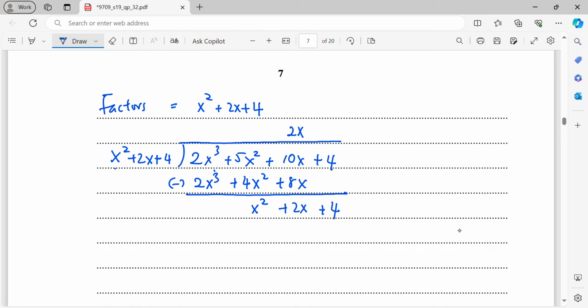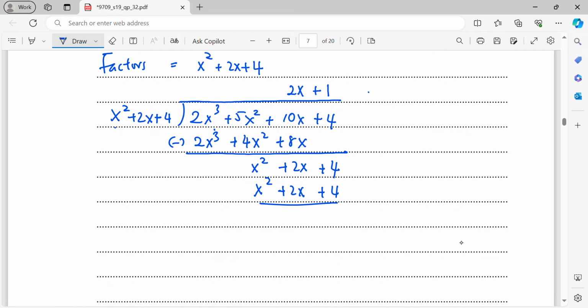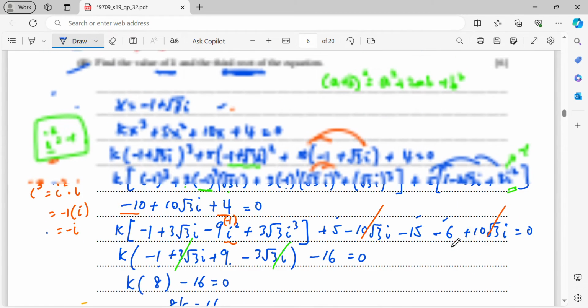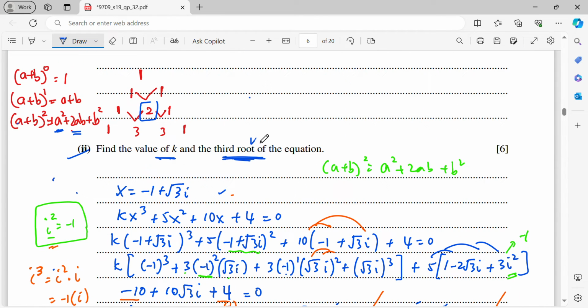Now same degree for both x. Therefore the highest degree for the x is 2 now. Therefore you multiply with plus 1 to get x squared plus 2x plus 4. That means now my another factor is 2x plus 1. And then the question is asking for the third root.